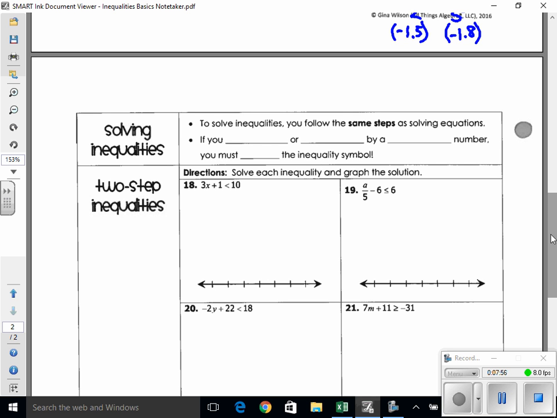All right, so if you look at the top where it says to solve inequalities, you follow the same steps as equations. But here's the big one, and put next to it some stars, highlight it, do something to make it stand out. If you multiply or divide by a negative number, you must flip the inequality symbol.